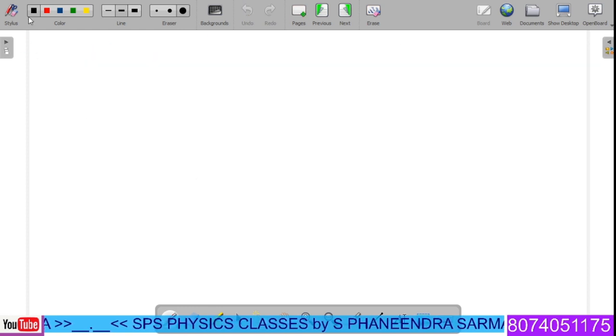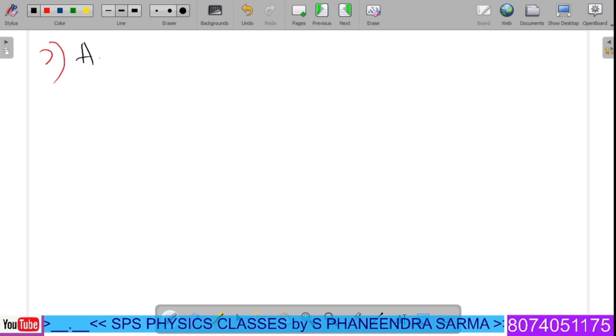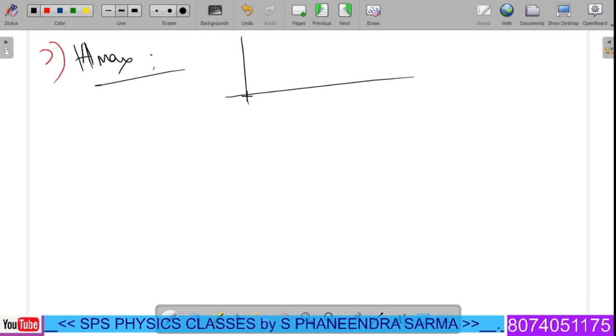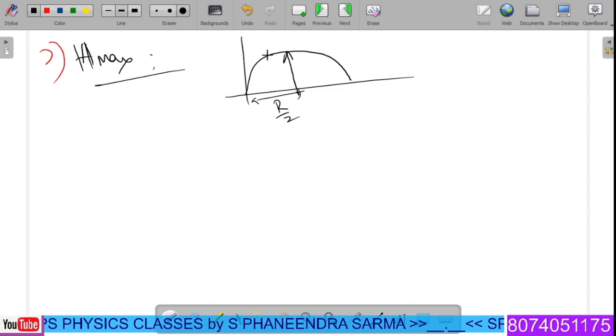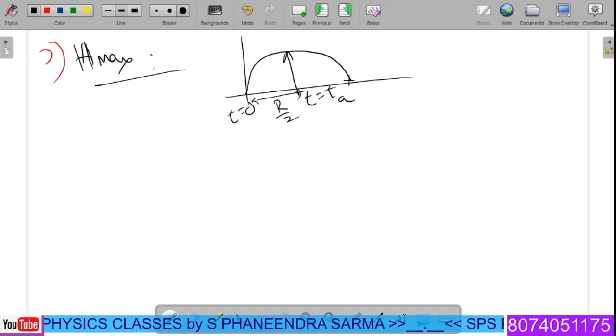Now, let us consider point number 7, maximum height or Hmax. So, how do you find Hmax? When you consider the projectile like this, it reaches the maximum height after traveling half of the range. So, here we are getting t equal to 0 to the top, t equal to Ta. We are getting the value of h like this. Let us substitute these values in the equation.